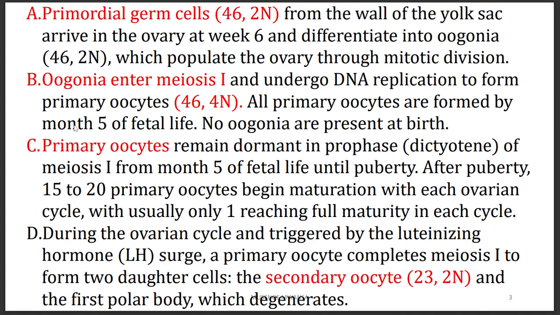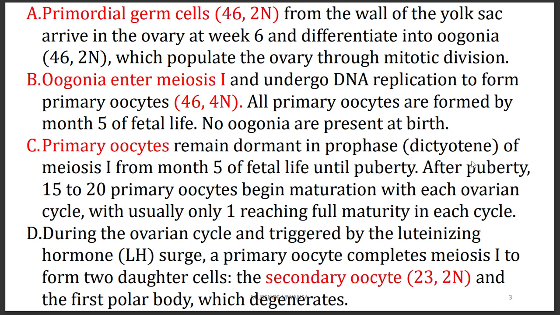The primary oocytes, of course, are all going to be formed by the fifth month of fetal life, just inside the womb as the girl child is developing. So by birth, there's going to be no oogonia present, because all the oogonia would have been converted into primary oocytes. And then the primary oocytes are going to remain dormant in prophase 1, specifically the diplotene stage, from about month 5 until puberty. So from month 5 till puberty, you only have primary oocytes in a girl child. There is no ovum. There is only a primary oocyte.